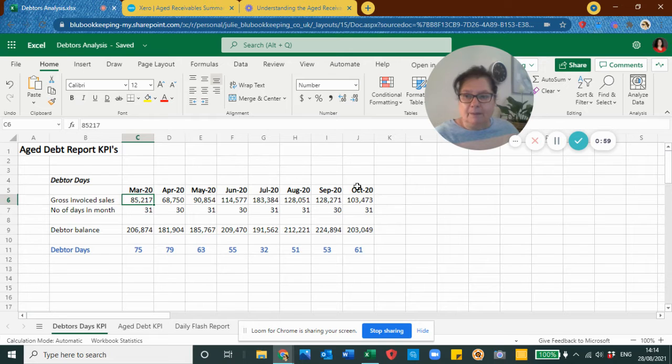In this particular month, in March 20, you've got invoiced sales of 85k. And then we've got days, which is the number of days in the month, which we're going to use to calculate the debtor days. And then we come down to the debtor balance. So at the end of March, the aged debt report was coming out at £206,000, and we work out the debtor days based on the gross sales against the aged debt report, and that's coming out at 75 days.